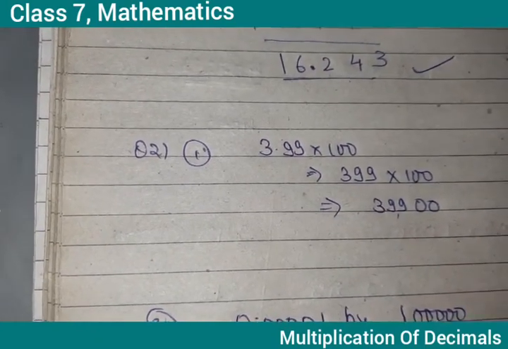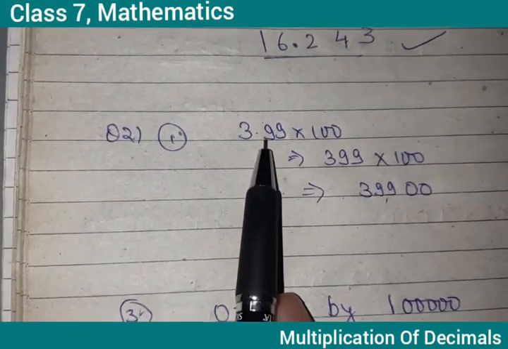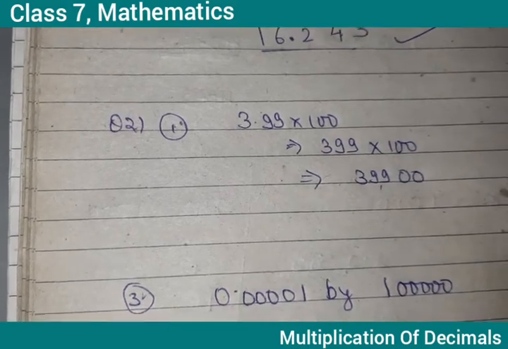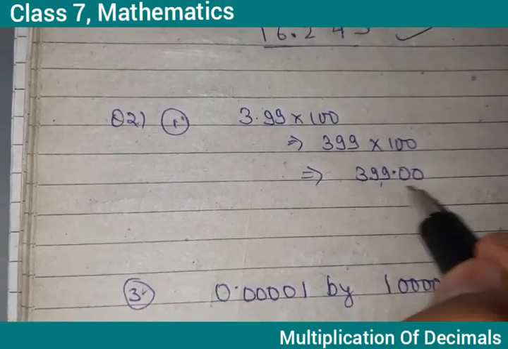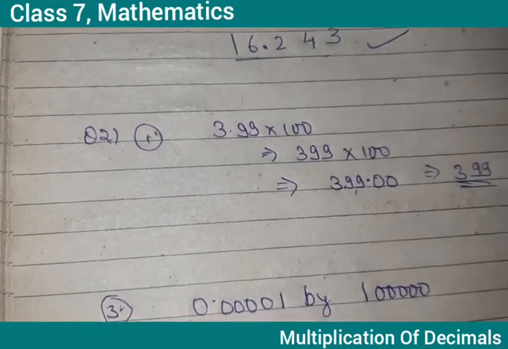39,900. Okay, now we need to put the decimal. See, after the decimal there are how many digits? 2. That means from the right hand side if we go, we will put the decimal here. It will be 399.00, that is 399. This will be the final answer.